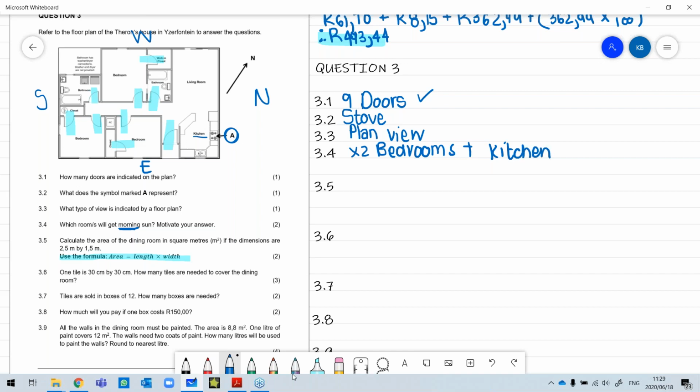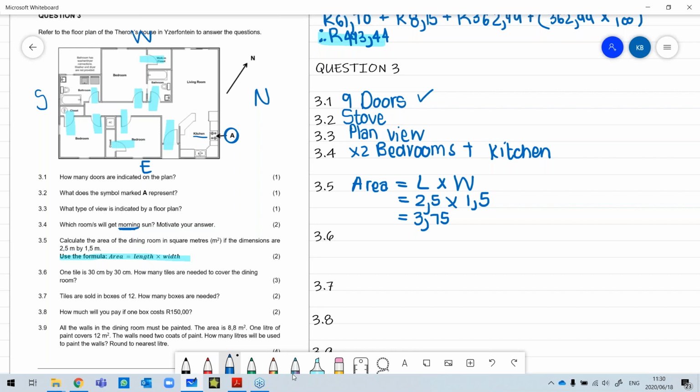Okay, question 3.5. Calculate the area of the dining room in square meters if the dimensions are 2,5 meters by 1,5 meters. Use the formula: area equals length times width. Guys, they give you the formula. Once again, they give it to you. All you need to do is substitute in the information that you have. So area is the length times the width, and that is 2,5 multiplied by 1,5. If we multiply those two values, we get 3,75.